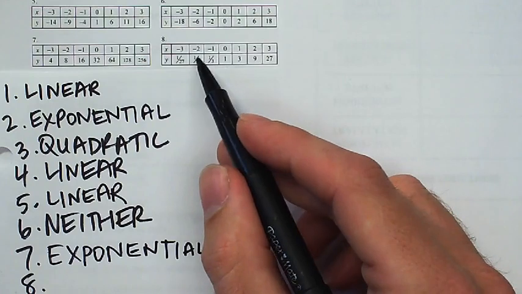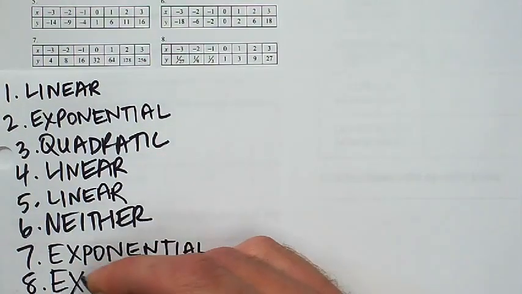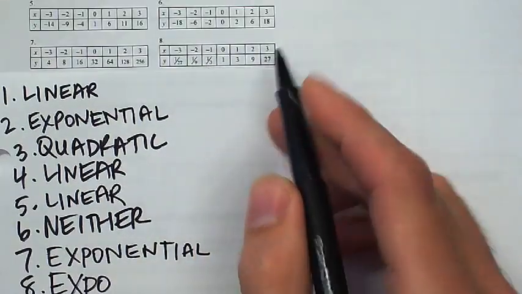A third divided by 3 is a ninth. A ninth divided by 3 is 1/27. Okay, so I'm multiplying, got a constant ratio. This is going to be an exponential function.